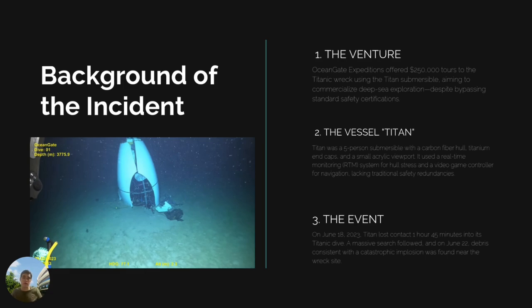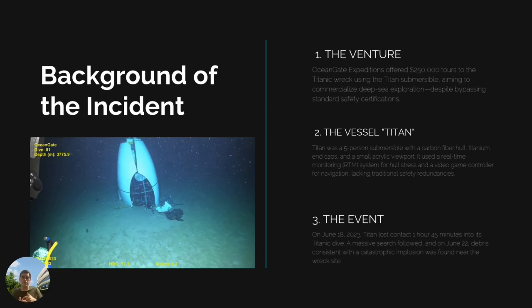OceanGate started in 2009 with a bold idea to make deep sea trips accessible to everyone, for regular people and researchers as well. Their biggest project was a $200,000 ride to the Titanic wreck in a sub called Titan. It sounds like a mixture of science and innovation, backed by private money. But there were serious concerns under the surface.